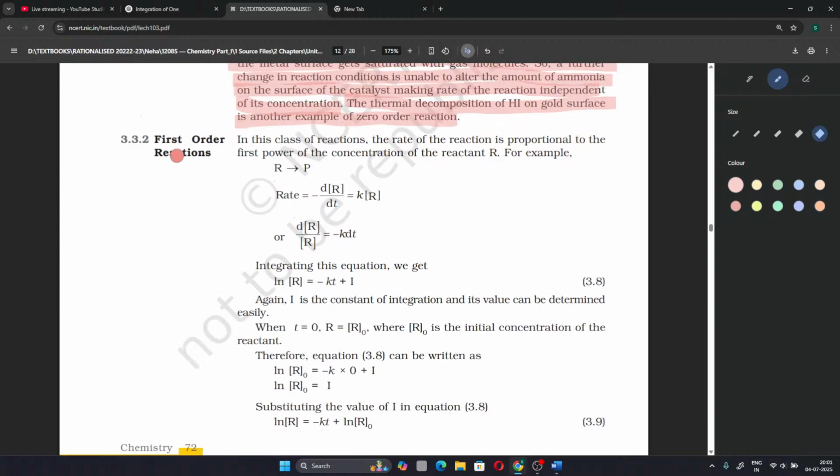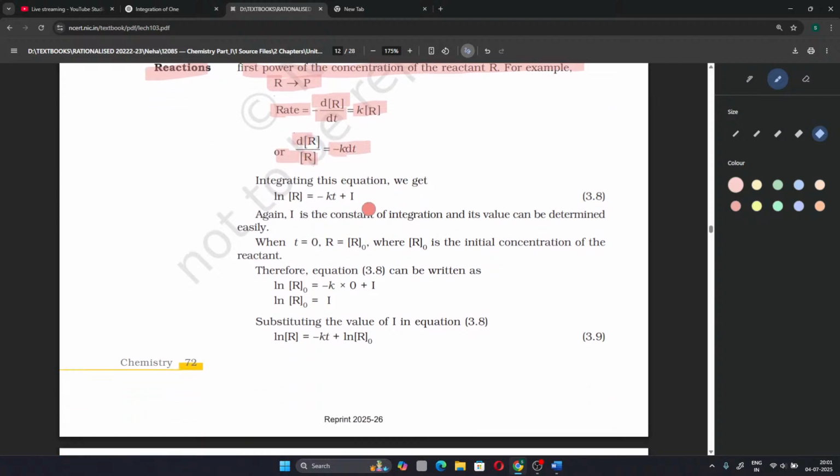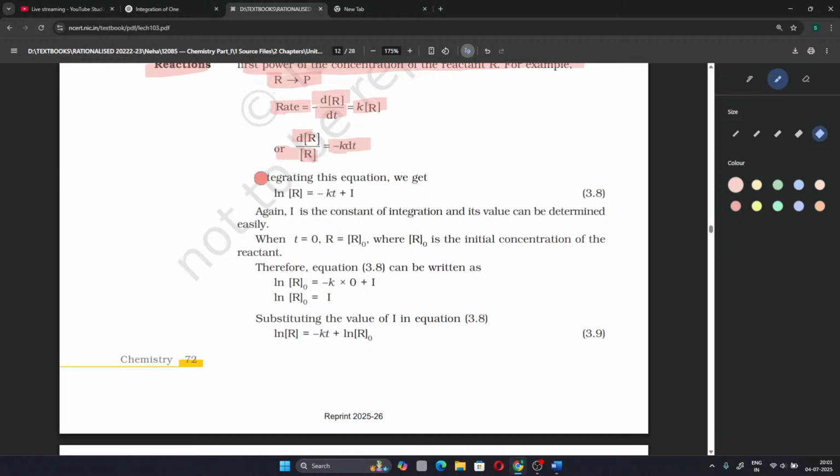Now let's see the integrated rate law for the first order reactions. In this class of reactions, the rate of reaction is proportional to the first power of the concentration of the reactant. For example, for R to P, rate equals minus d[R]/dt equals k times the concentration of R, or d[R]/[R] equals minus k dt. Integrating this equation, we get the integral of 1/[R], which gives ln [R], I believe.